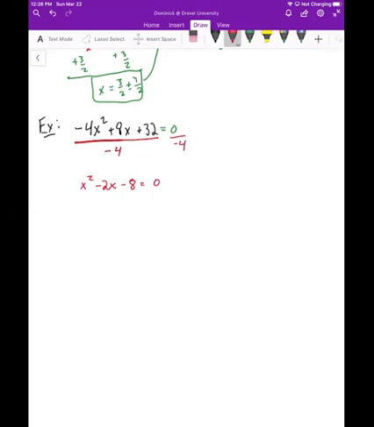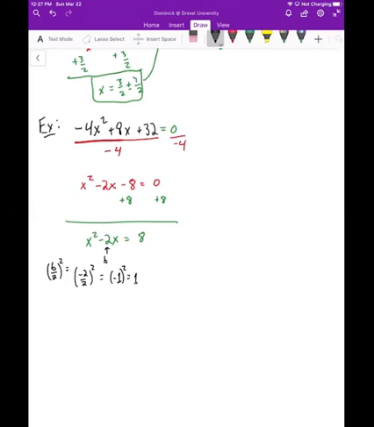Okay, so now let's move 8 over. And we get x squared minus 2x is equal to 8. So we now have it in the form that we want. And again, we want to find b over 2 squared. But my b is negative 2. So we have negative 2 over 2 squared, which will be negative 1 squared, which is 1. So this is what I want to add to both sides. So we'll add 1 here, and we'll add 1 here.